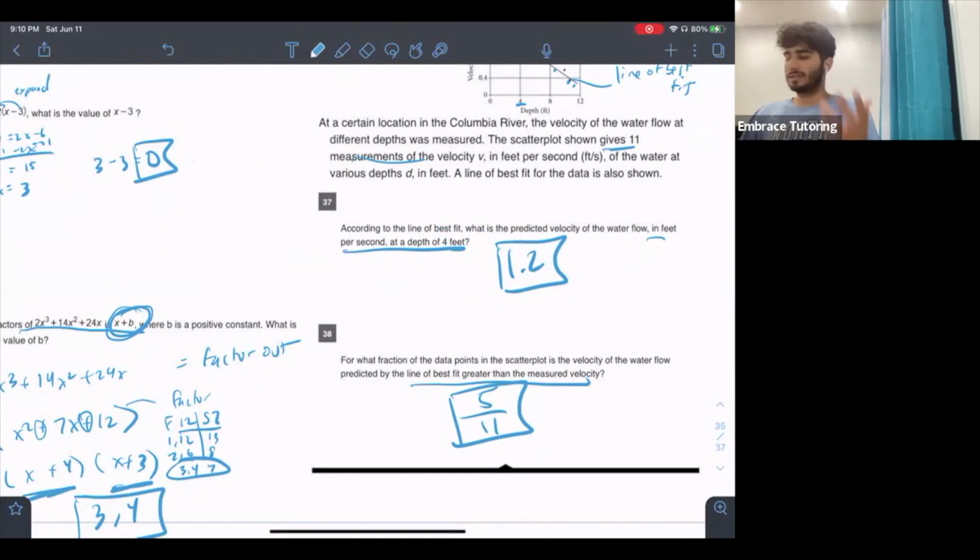And now we are done with section 4 of the exam. Let me see if there's anything else. Okay, just making sure. So now we are done with May 2022, the SAT section 4 of the math section.